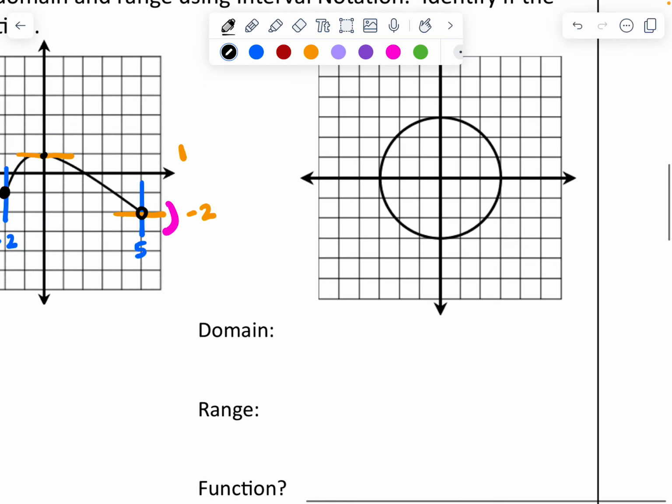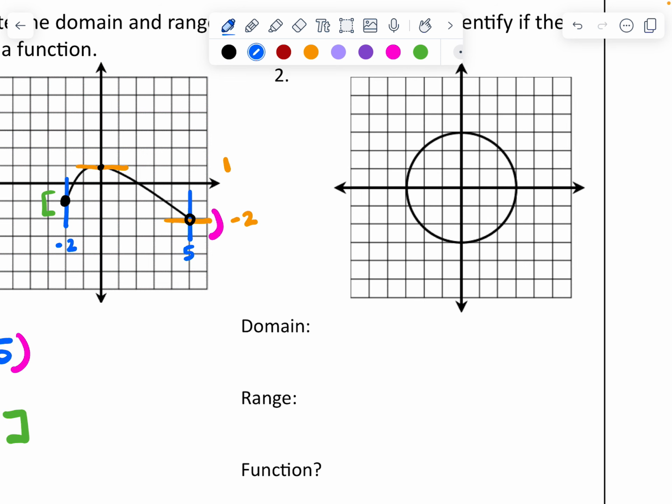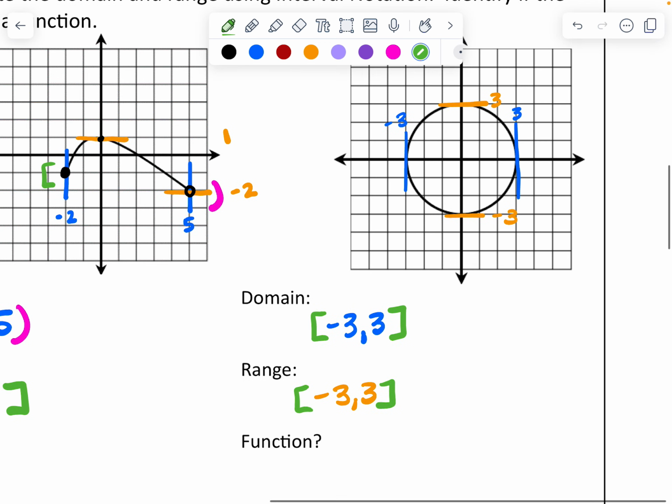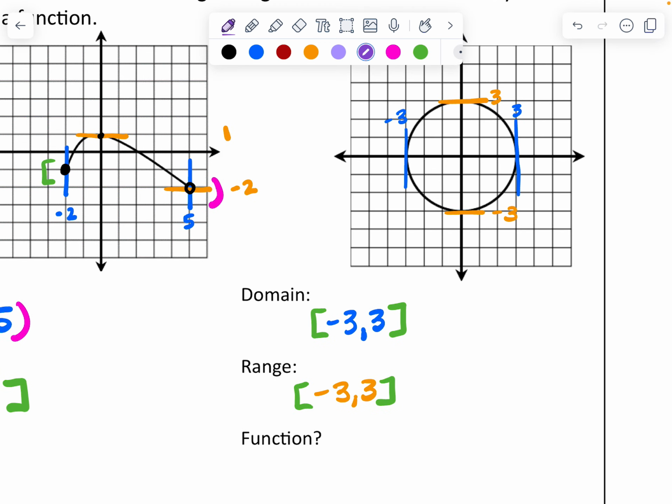Okay, number 2, we have a circle. So let's find the domain. On the left, we have -3, and on the right, we have +3. And there are no holes in this graph, so we'll use brackets for both sides. For the range, the bottom is at -3, and the top is at +3. Again, there are no holes in the graph, so we're using brackets. This will not pass the vertical line test because if I draw a vertical line, it's going to cross twice. So no, it is not a function.